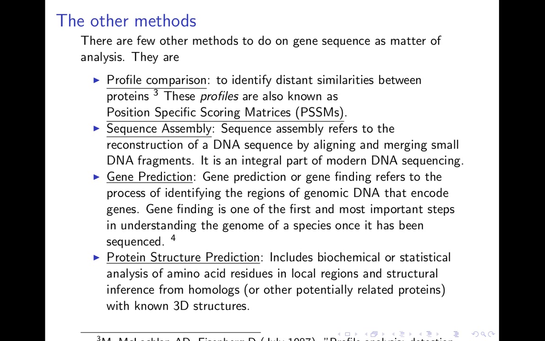And these are the other methods. They are very important while studying gene sequences. They are called profile comparison, sequence assembly, gene prediction, and protein structure prediction. I can say these are applications rather than methods. In profile comparison, we compare the profiles in order to understand the characteristics of the species or organisms. Sequence assembly is a special task of writing the sequence based on our understanding of the fragments that we studied through the sequences submitted by the scientific community.